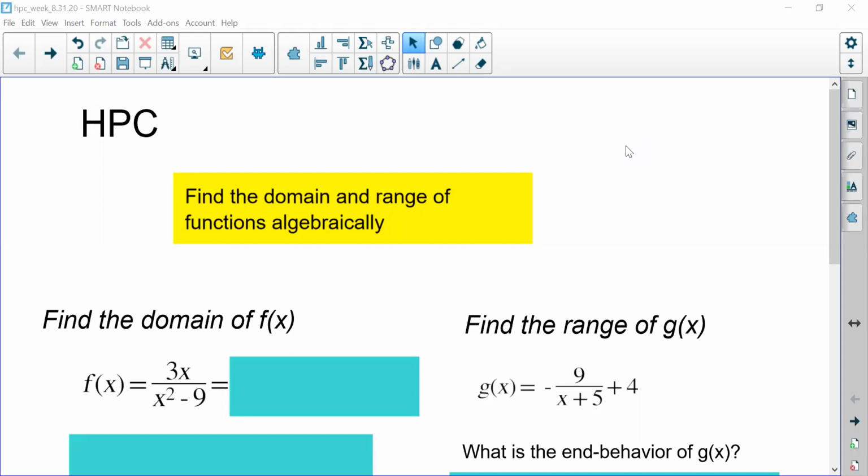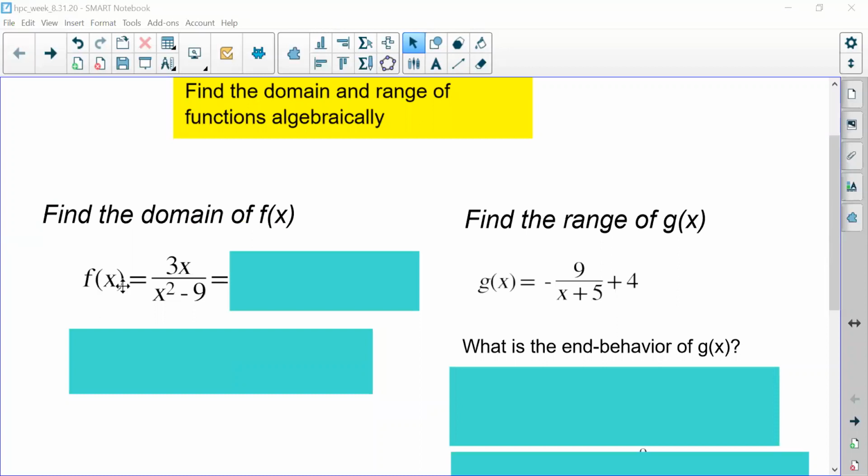And the domain is the set of all x values. Today, we're going to actually include the range. And remember, no calculator, no graph. Our first example here is f of x is 3x divided by x squared minus 9.